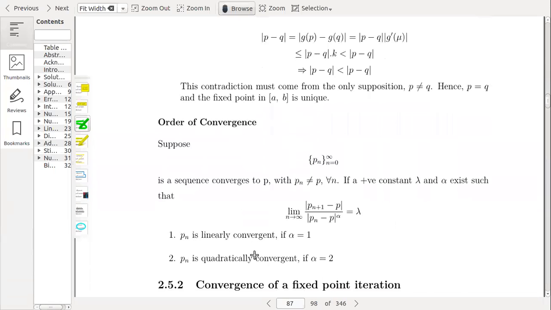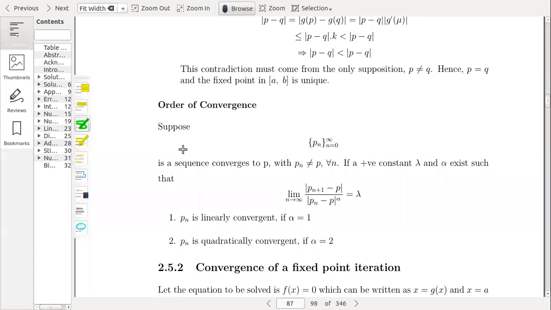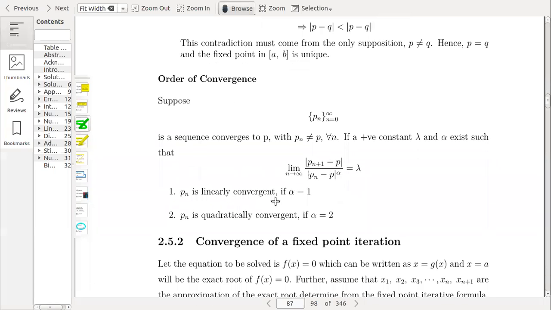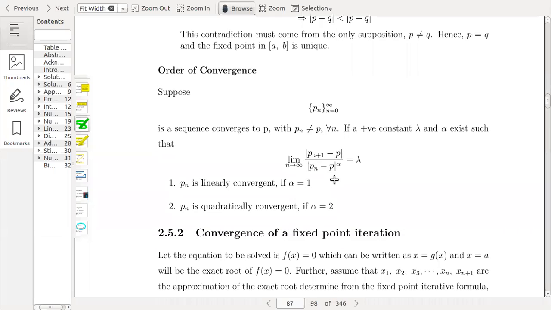So next is the order of convergence. Suppose we have a sequence of the roots, a sequence converging to p, with pn not equal to p for all n. If positive constants lambda and alpha exist such that the limit as n approaches infinity of |pn+1 - p| over |pn - p| to the power alpha is equal to lambda, then pn is linearly convergent if alpha is equal to 1, and pn is quadratically convergent if alpha is equal to 2.